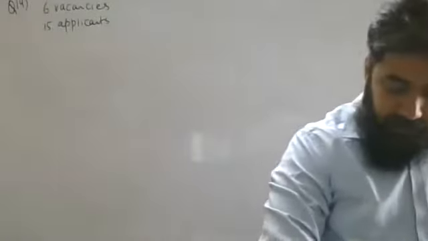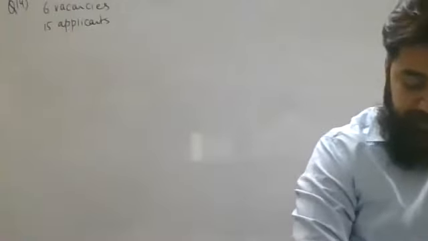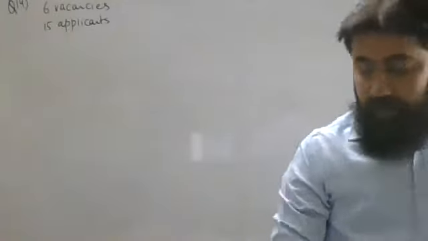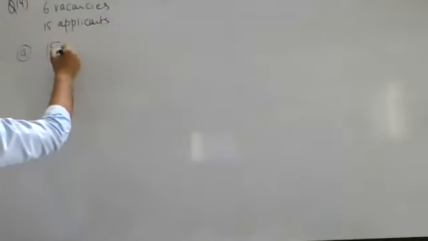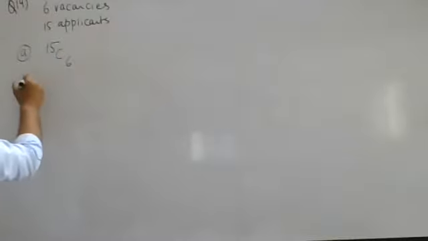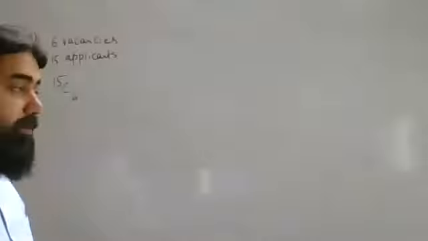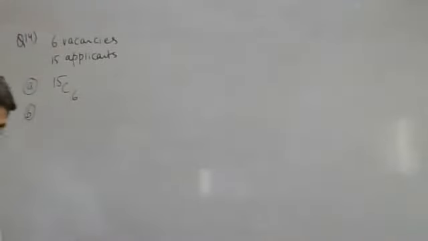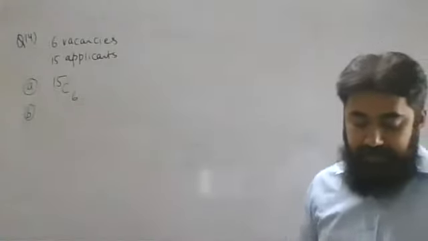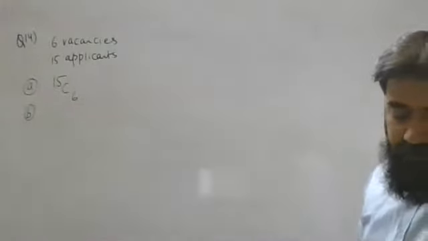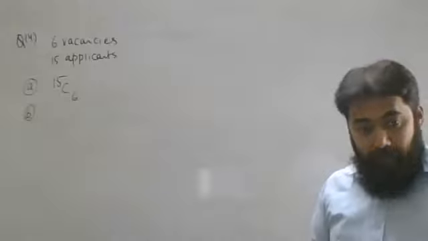First thing, calculate the number of ways in which these vacancies could be filled, if there is no restriction. So for A part we will write 15C6, and that will be your final answer over here. Now, in B part, they are saying that the firm decided that three of the vacancies shall be filled by women and three of the vacancies shall be filled by men.